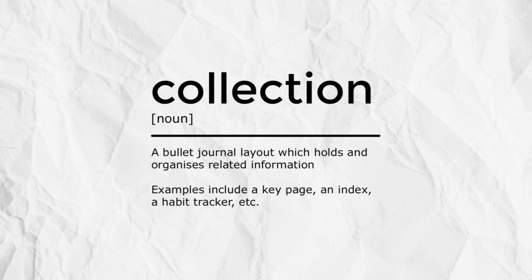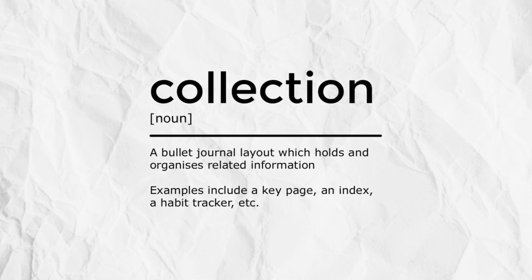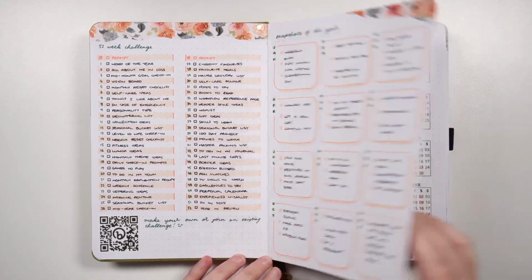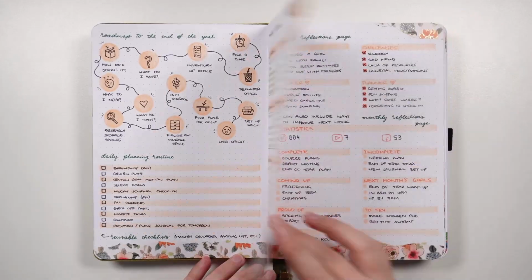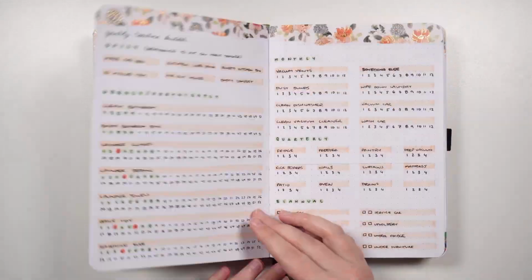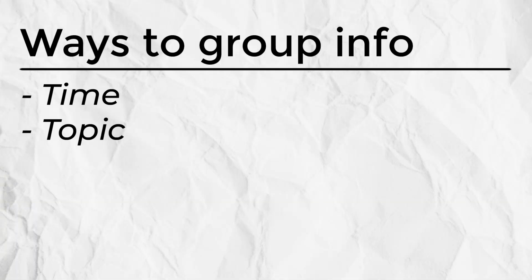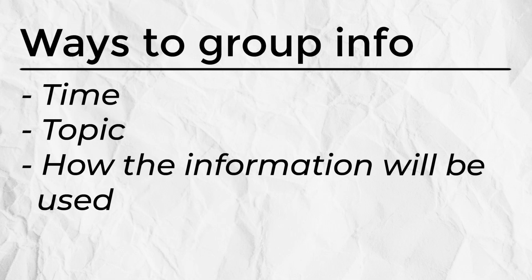Starting with the basics, collections are layouts that you set up in your journal to hold like information. From that definition alone, you can kind of see why it's as broad a term as it is, because there are so many different types of information that people want to record, and there are plenty of different ways to group it, whether that be by time, topic, or what you're going to do with the information. So when people ask for collection inspiration, it's quite a big can of worms.